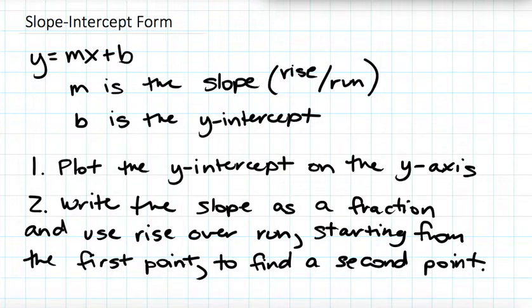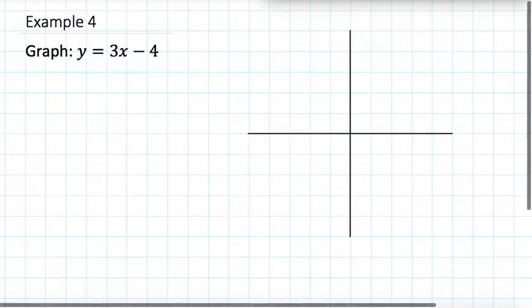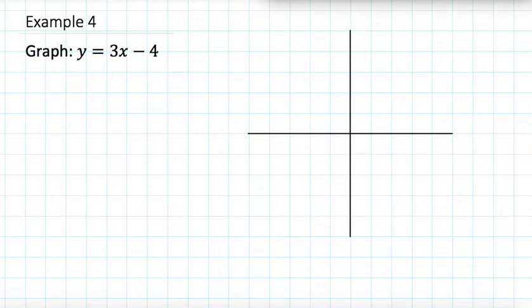So we're going to look first at example 4 from the book. It says to graph y equals 3x minus 4. And so the first thing that we want to do is identify our slope and our y-intercept. Our b is always the number that's by itself, and our m is always the number that's in front of x. So b in this case is -4. So on my graph, I'm going to go on the y-axis and plot a point at -4.